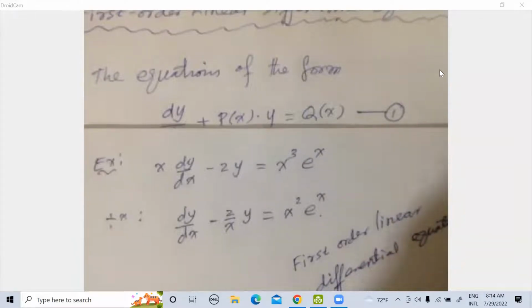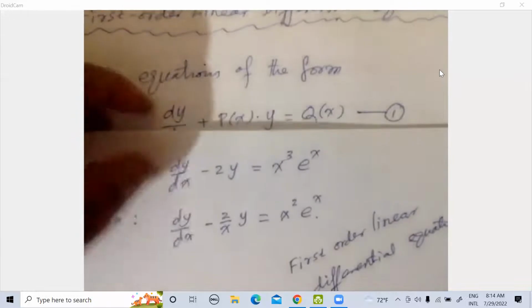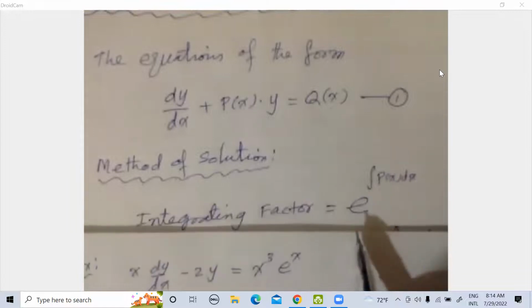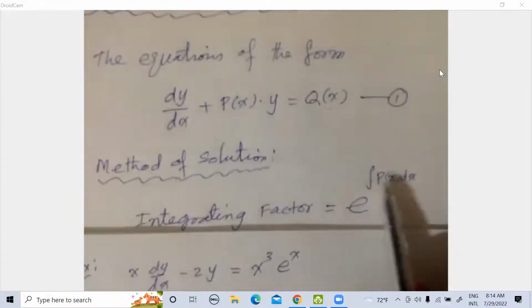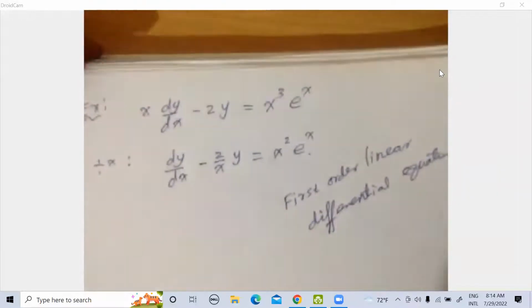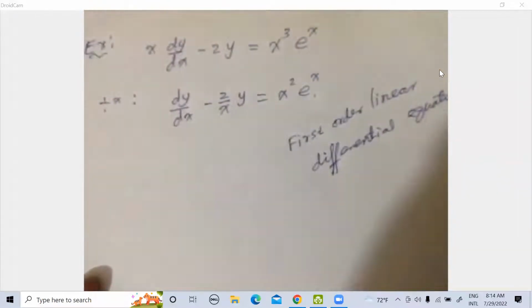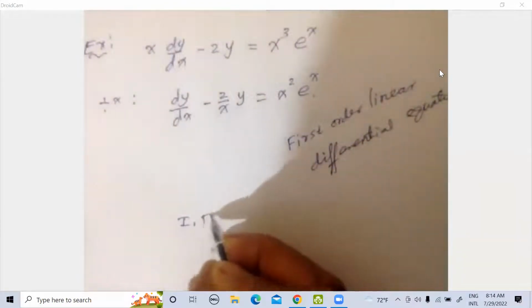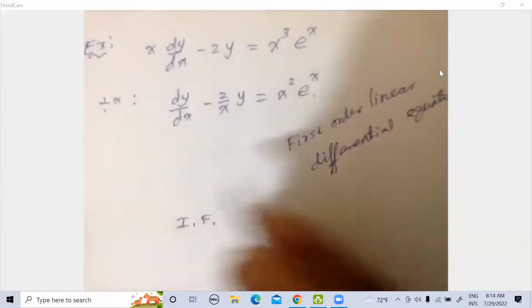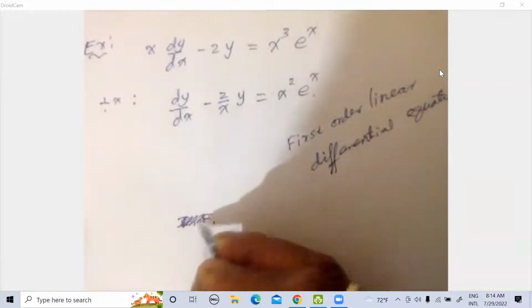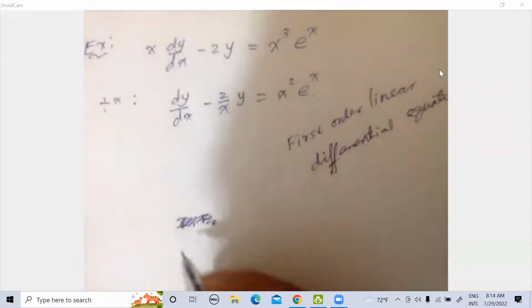So how do you solve? The method of solution: first form the integrating factor. What is the integrating factor? Integrating factor is e to the integral p of x dx. So form the integrating factor, and then multiply the equation by the integrating factor. If we call it IF also, let me write it in words.